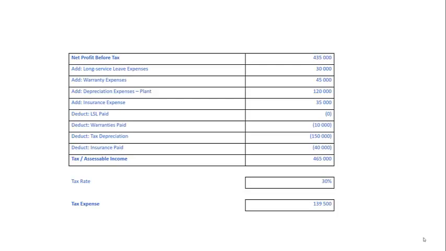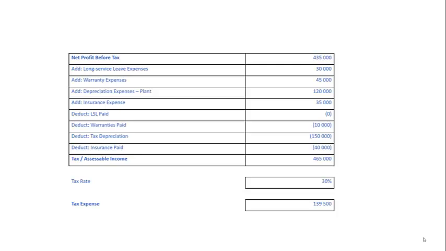We then deduct what was recognised for tax in the tax return. So obviously we get no deduction for long service leave paid. We only get a deduction of $10,000 for the warranty paid. We have $150,000 worth of tax depreciation, and we can deduct the full insurance payment. So that gives us an assessable income or taxable income of $465,000. That's the sort of adjustment that you actually see done in a company tax return. So if you've seen a company tax return, that's going to seem pretty straightforward to you.